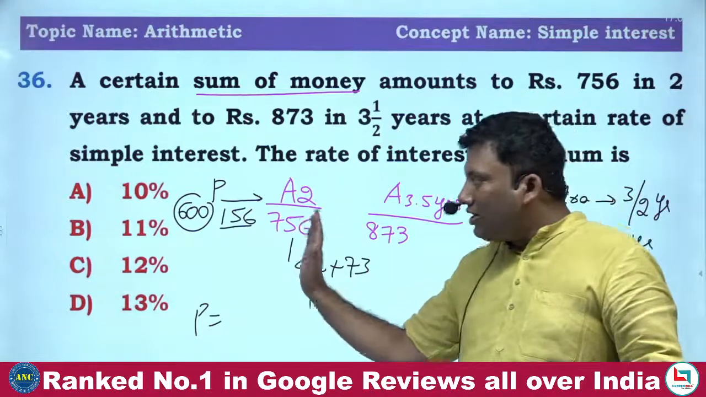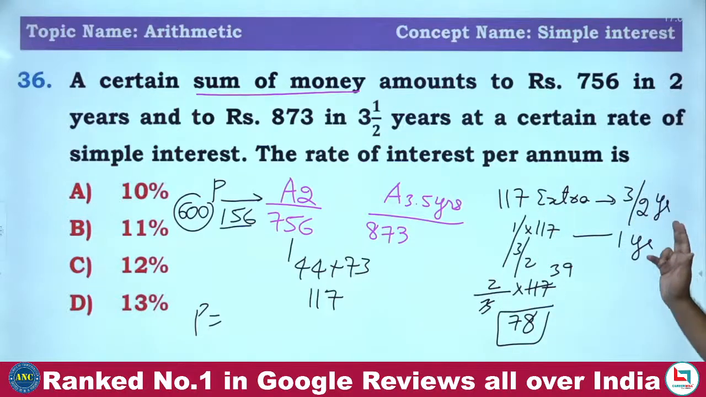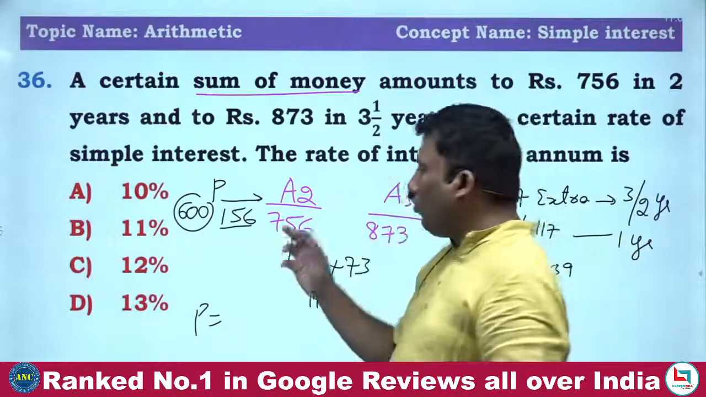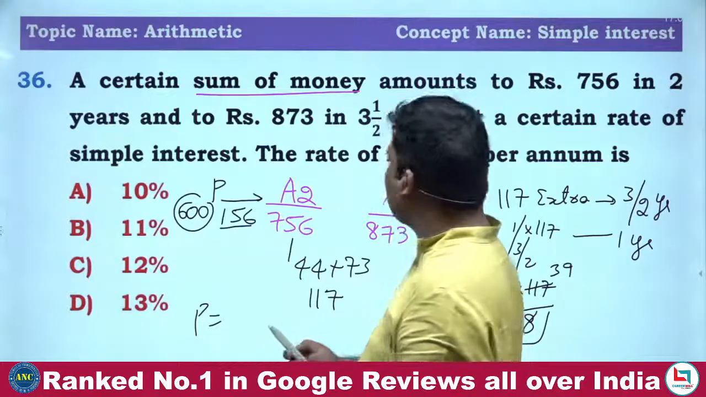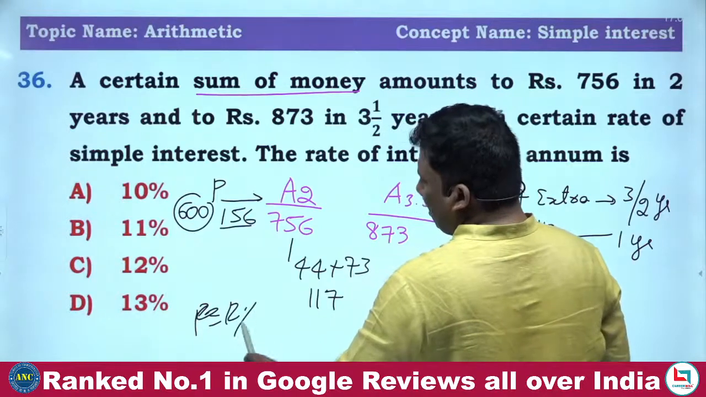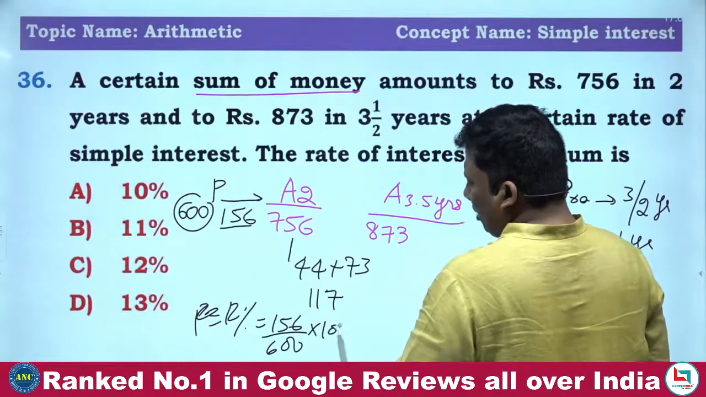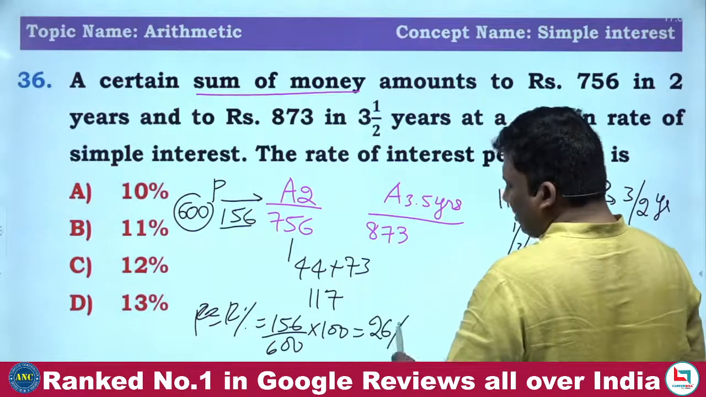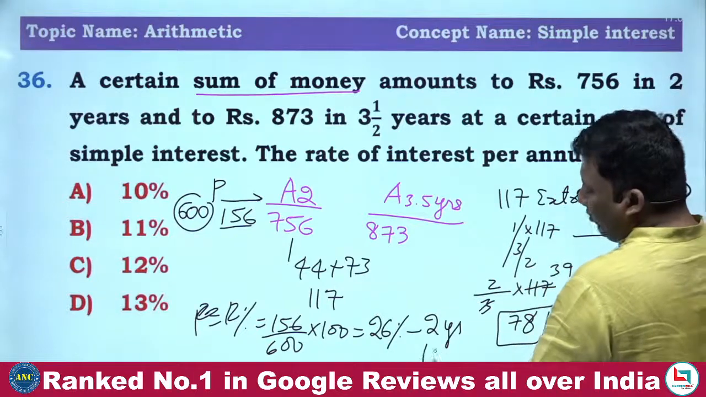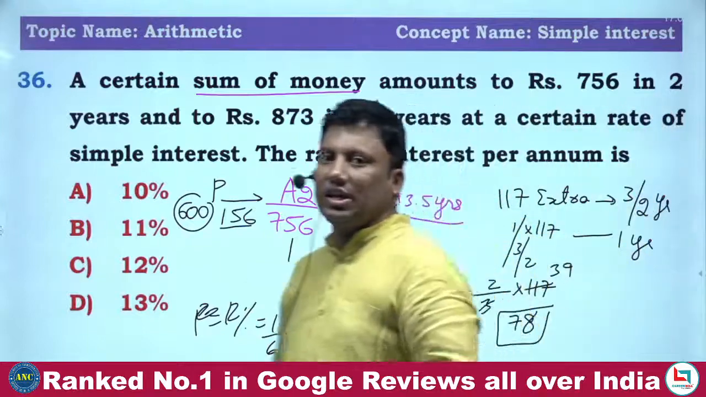Here I gave 117 extra. If I gave 117 extra in 1.5 years, in 1 year, how much will it be? 78. If 1 year it is 78, 2 years, how much will it be? 156. Now, 156 for 600. It is 26 percentage for 2 years. But I want the question in 1 year. Answer is 13 percentage.